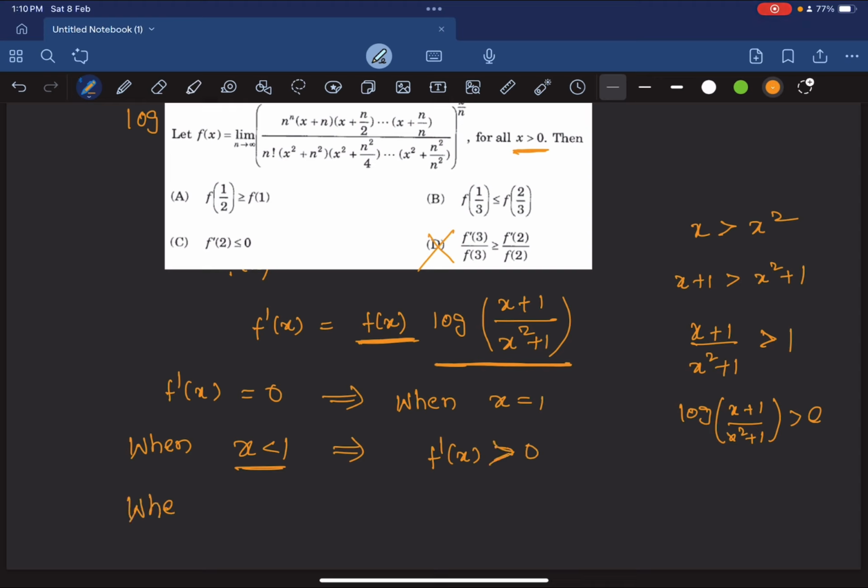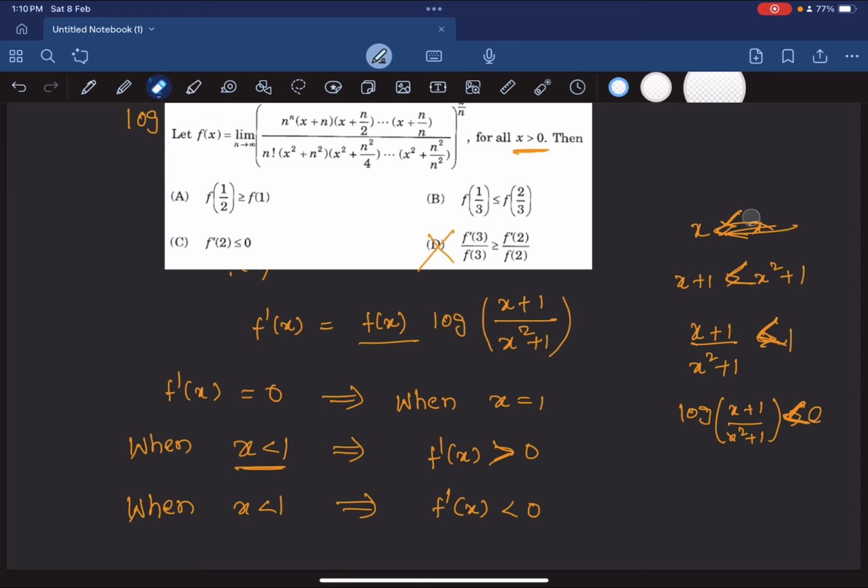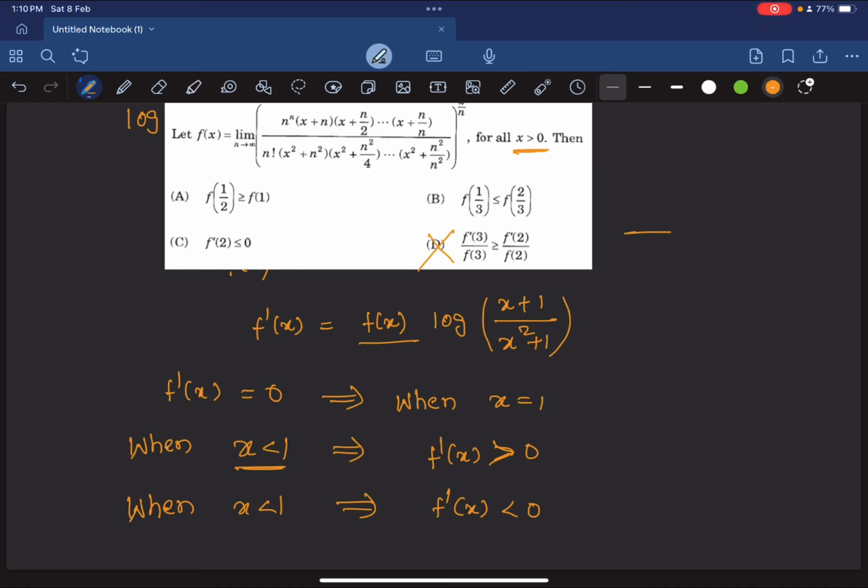When x is greater than 1, all these signs will flip. So this quantity will become negative and this is positive. So f'(x) is negative. Alright. So we have this particular analysis now. So let us draw the graph. So here you have x equal to 1. When x is less than 1, f'(x) is greater than 0. And when x is greater than 1, f'(x) is negative.